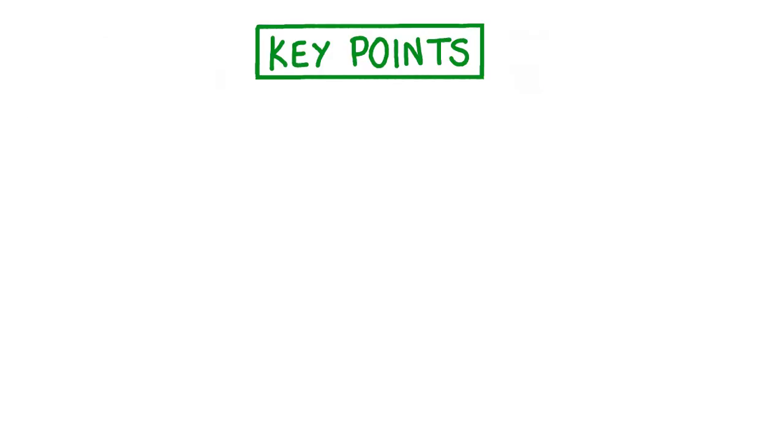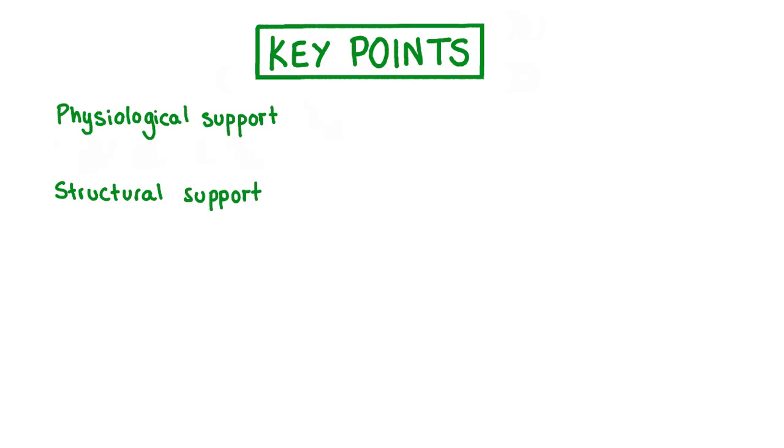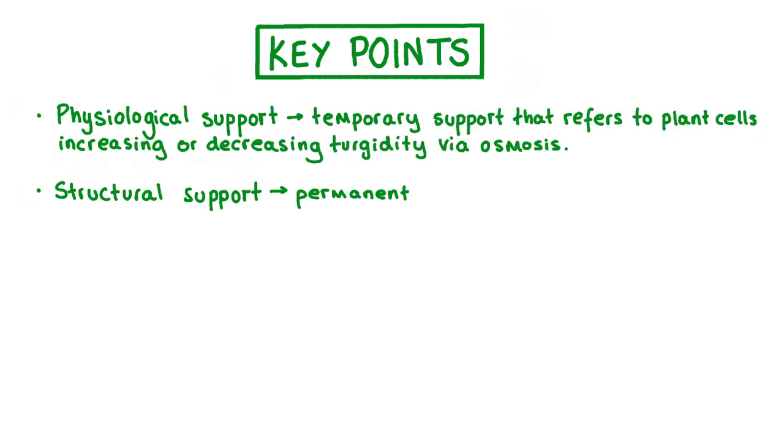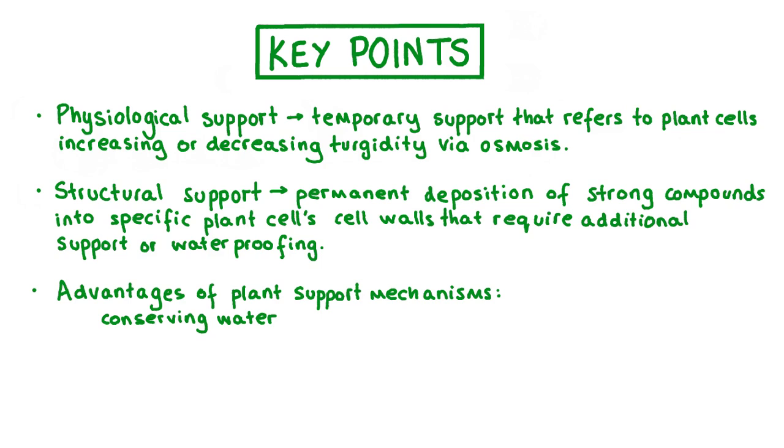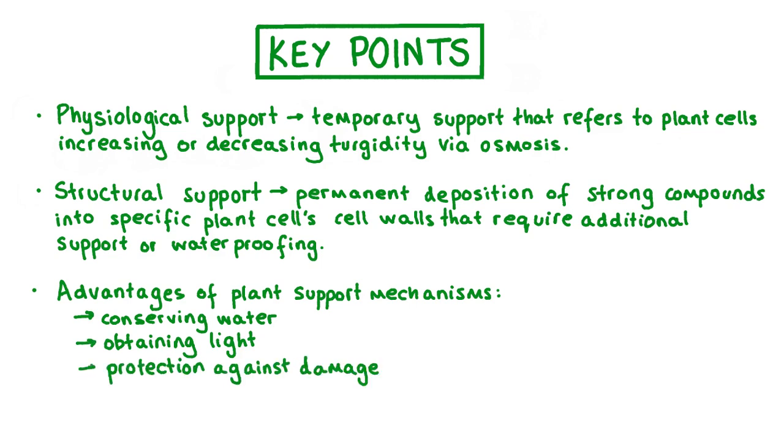Now it's time for us to recap some of the key points that we've covered in this video about support in plants. Support in plants can be divided into physiological support or structural support. While physiological support is temporary, structural support is usually permanent. Physiological support refers to plant cells' ability to increase their turgidity via osmosis. Structural support is the deposition of strong compounds like lignin into specific plant cell walls that need extra support or waterproofing. Plant support mechanisms can be advantageous as they help a plant to conserve water, access more sunlight, protect a plant against damage, and even against disease-causing pathogens.